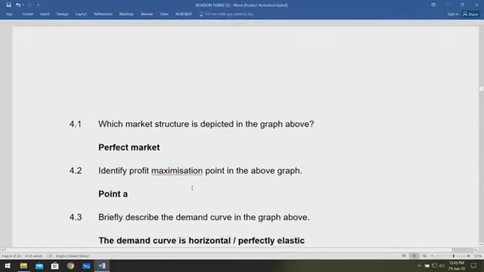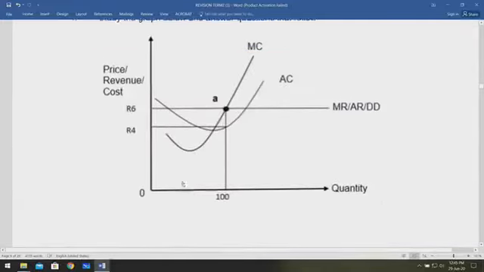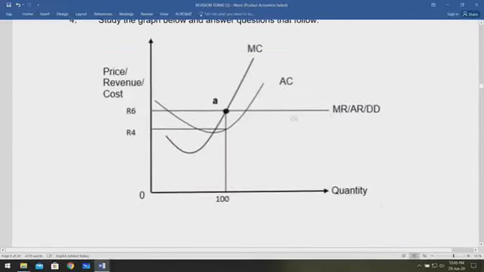Briefly describe the demand curve in the graph above. So if I look at the demand curve, as I said earlier on, it is a horizontal demand curve. So when that demand curve is horizontal, again, a concept which we taught to you in grade 11, we can see it is a perfectly elastic demand curve. So you can either say the demand curve is perfectly elastic, or you could also say the demand curve is horizontal.